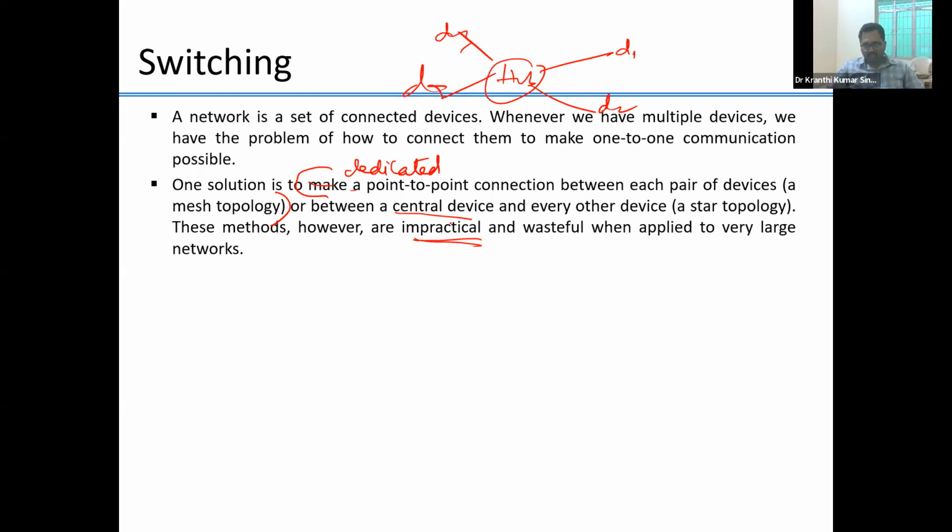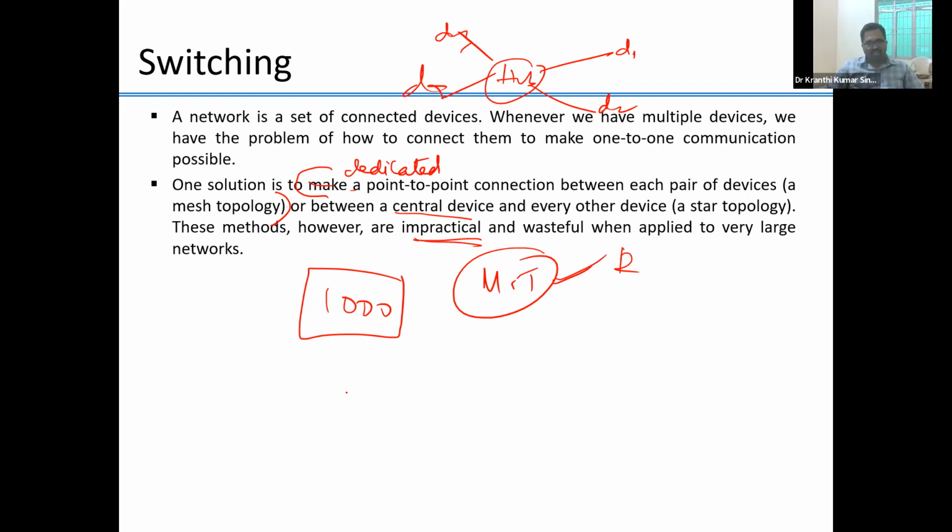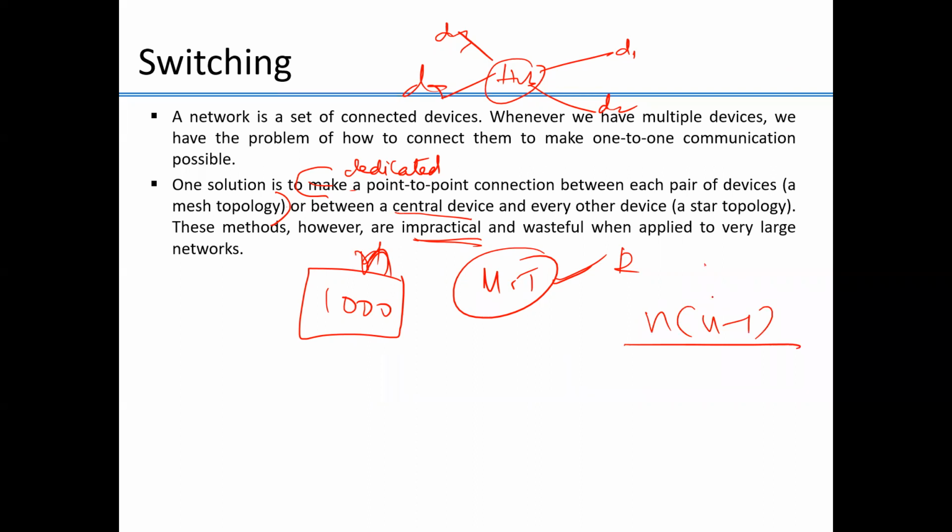Just now, I already explained why it is impractical. Just imagine, my organization contains 1,000 devices. I want to implement mesh topology. Whether we are really utilizing these resources efficiently by using mesh topology or structure? How many total links do I need for mesh topology? If the number of devices is 1,000, how many total links do I need to connect them by using mesh topology? N into n minus 1. Of course, right? N into n minus 1.